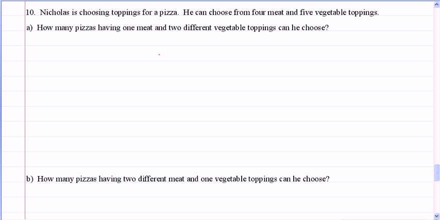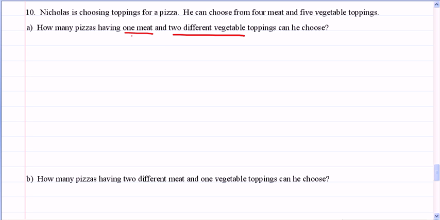For number 10, Nicholas is choosing toppings for a pizza. He can choose 4 meat and 5 vegetable toppings. For part A, how many pizzas having 1 meat and 2 different vegetable toppings can he choose? So in this example, this is a combination because it doesn't matter the order that he puts the meat and vegetables on the pizza, we'll have the toppings that he chooses.